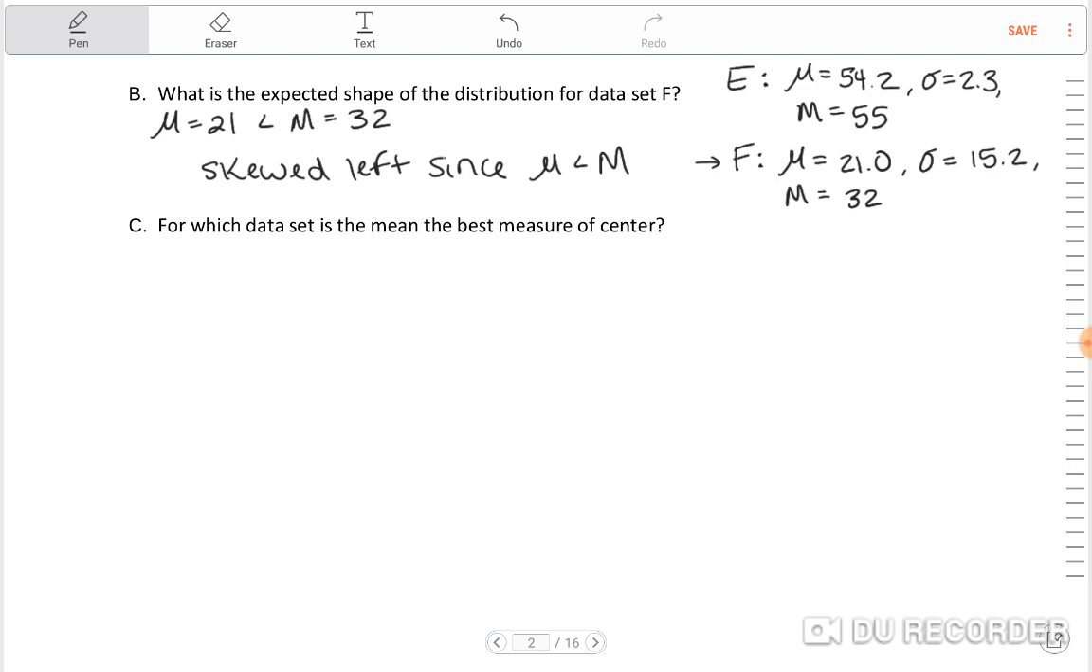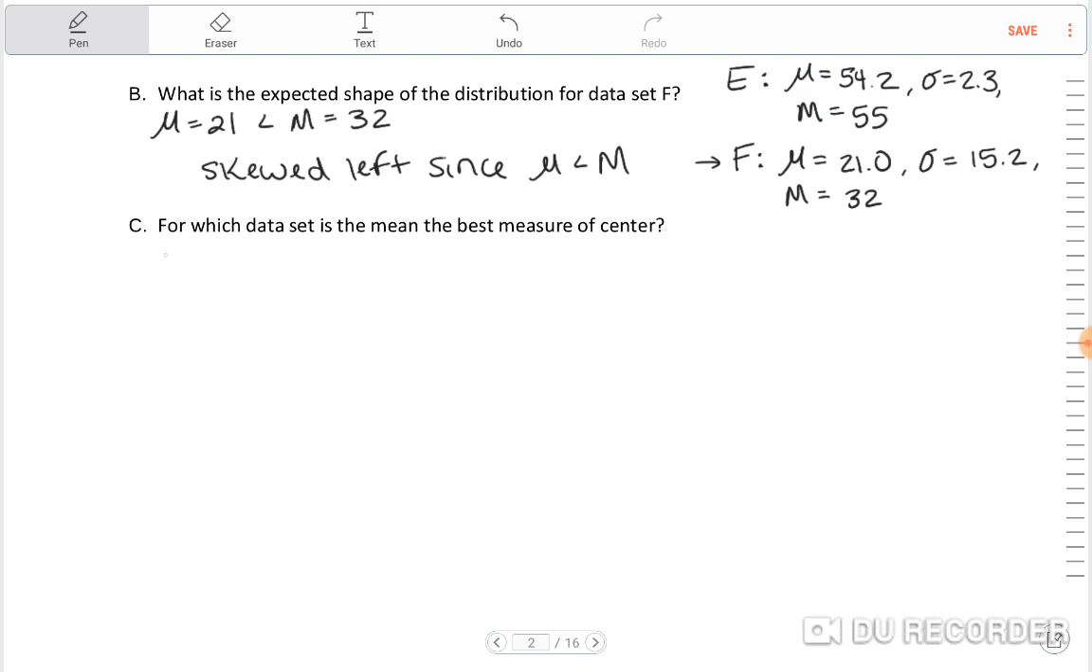So when we talk about which data set has the mean as the best measure of center, if it's a symmetric distribution, in other words, the mean and the median are about the same, mean is your better one because it includes every data point instead of just one or two, if it's the median, right? It could be one or two. The mean includes everything. So it's going to be your better measure of center for data set E because I'm looking here and data set E has mean and median which are relatively close together.